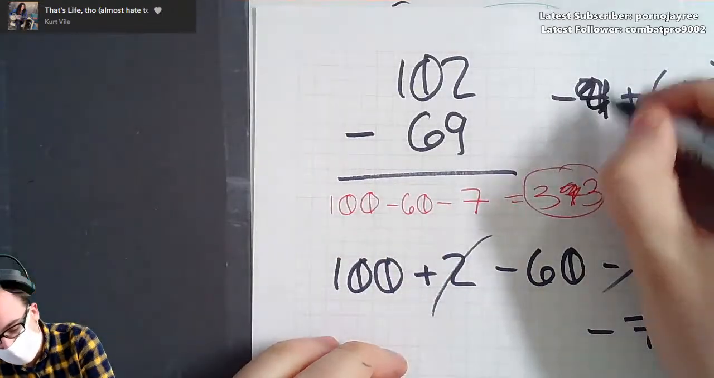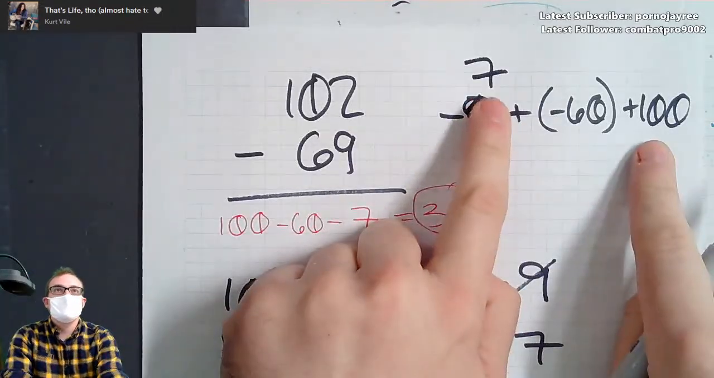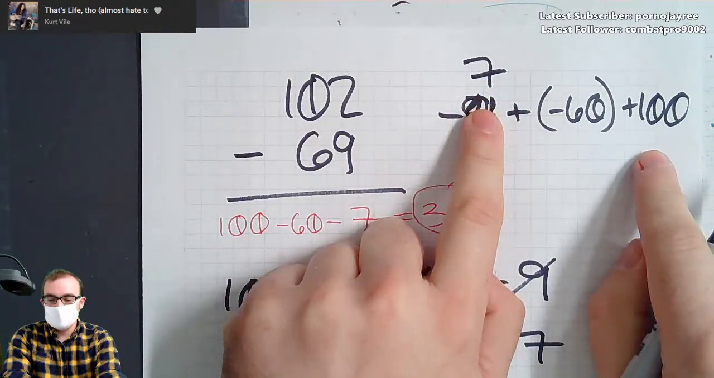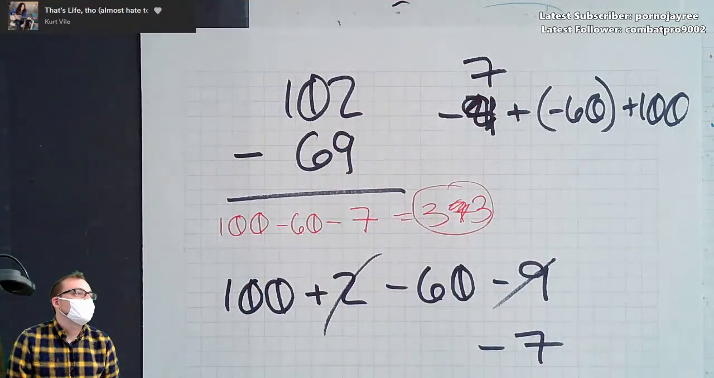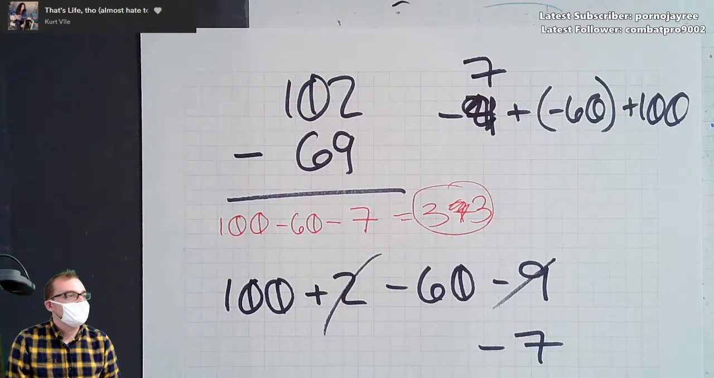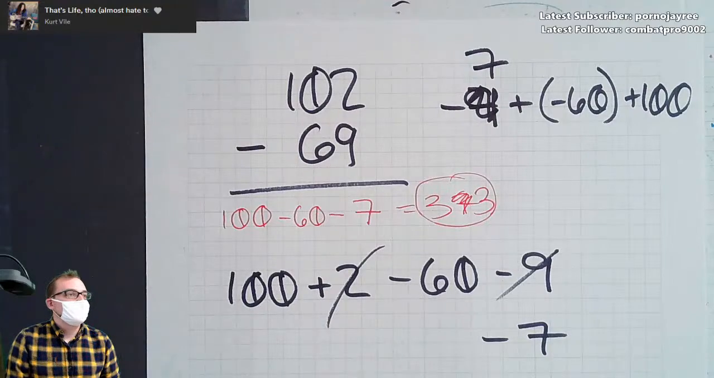Wait a minute. What? Why do we have 107 here when this should be clearly a 9, and then there should be a 2 there? Why? It worked out. Trust no one. Why did it work out?